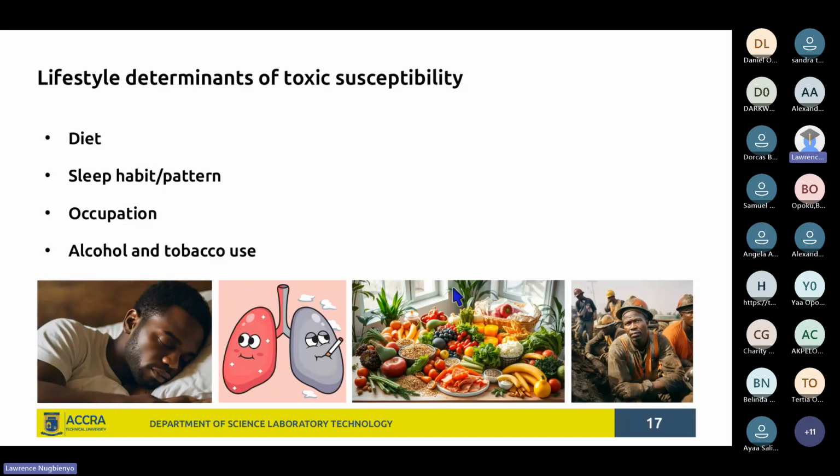We also know from our biochemistry that sleep habits, sleep conditions have effects on the immune system. And so you can have the habit of how you sleep. Do you sleep well? I mean, do you sleep enough?